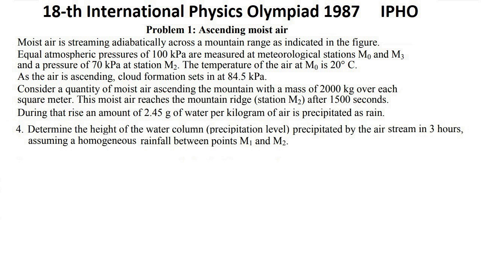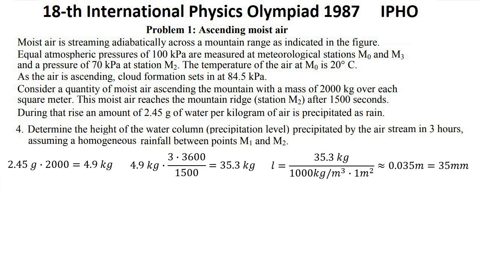If 2.45 grams of water fell as rain from 1 kilogram of air in 1500 seconds, then from 2000 kilograms will fall 2.45 grams multiplied by 2000, which is 4.9 kilograms. And in 3 hours, 35.3 kilograms will fall on the surface of 1 square meter.